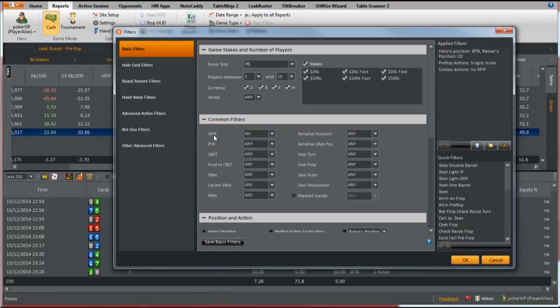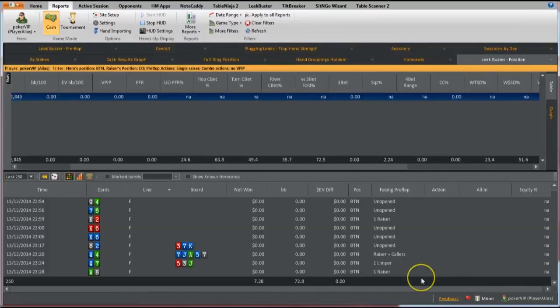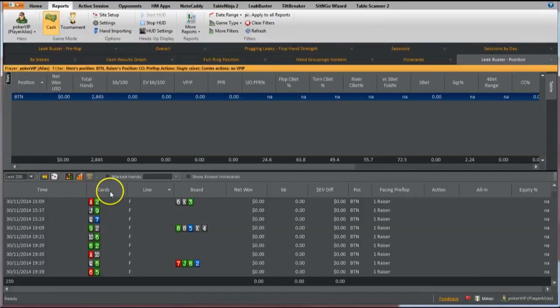VPIP stands for voluntarily put in pot. So by selecting VPIP equals no, we're basically telling Hold'em Manager 2 we're not interested in seeing any hands where we decided to actually play. So we are immediately cutting out any spots where we cold call against this cutoff open, and any spots where we 3-bet. We're purely looking at situations where we fold the button versus a cutoff open. So this is a useful trick for finding spots where we could have maybe 3-bet more aggressively but didn't.